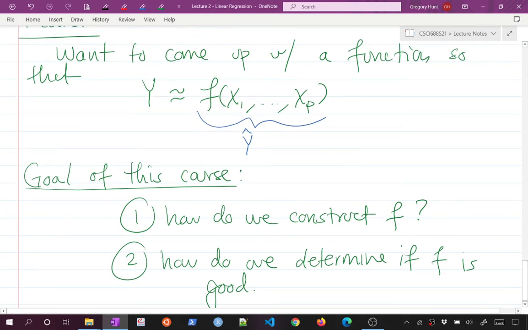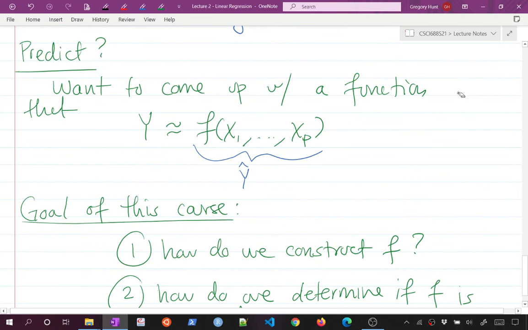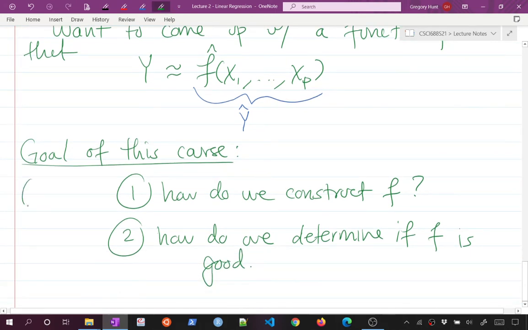So we want to come up with a function, and I probably should call it f hat. Let's rename our function. Instead of f, let's call it f hat. We want to come up with a function f hat so that our y's are going to be well predicted by f hat of the x's. We can call that prediction y hat. The goal of this course is going to be twofold. We want to talk both about methods, that is how to construct f hat, and we want to talk about evaluation. That is, how do we determine if this f hat that we've arrived at through our methods is good?